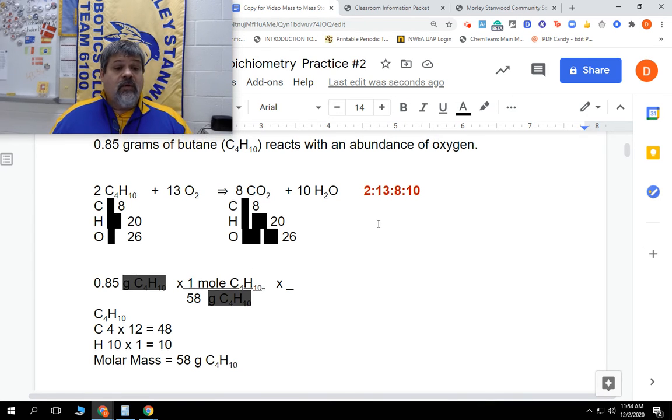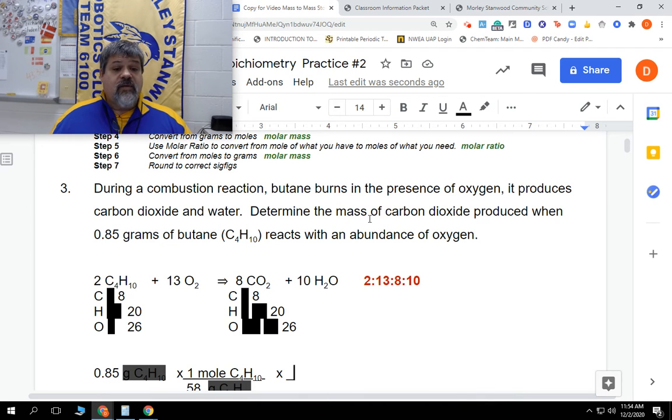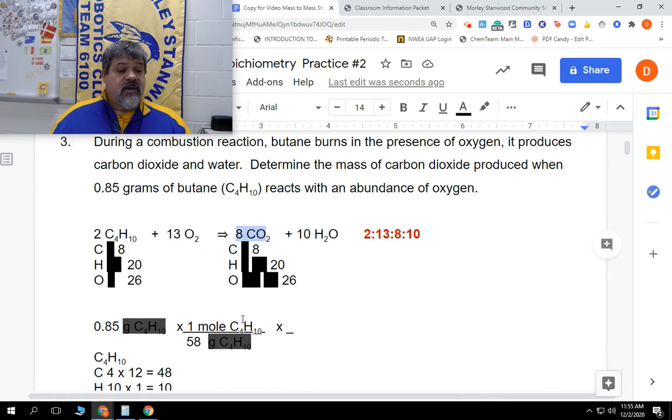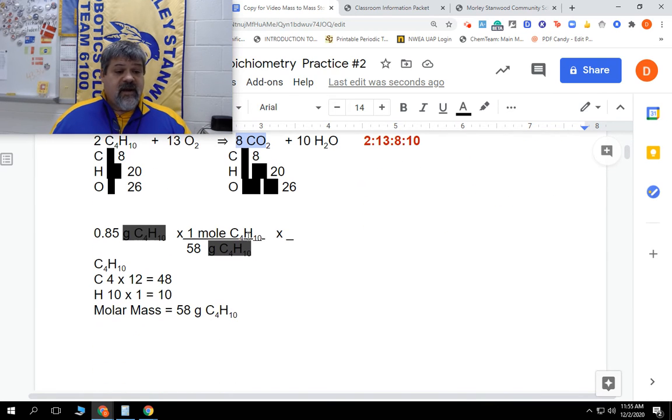But I have to go from moles of butane for what is the question? Determine the mass of carbon dioxide. So I got to figure out my mass of carbon dioxide. So I'm going from 2 moles of butane to 8 moles of carbon dioxide. Now, if we go back up to our steps, we're going to use the molar ratio here, which is 2 moles of butane and 8 moles of carbon dioxide. So since I have moles of butane up here, I have to, on the bottom, place our 2 moles that I have right here of butane.